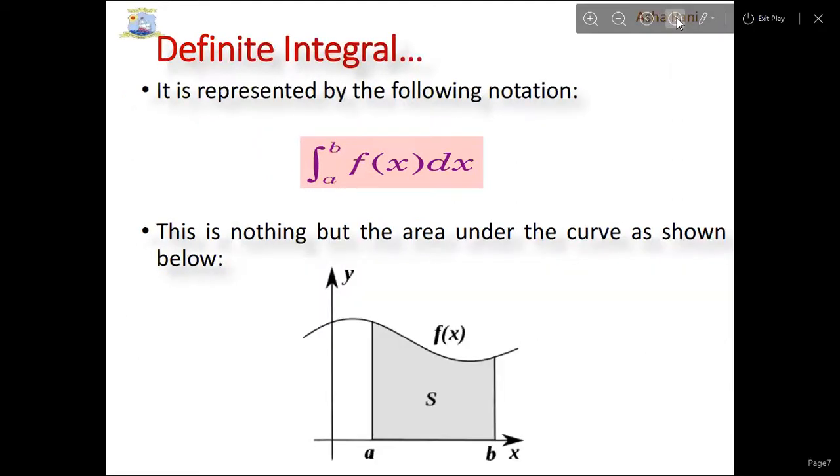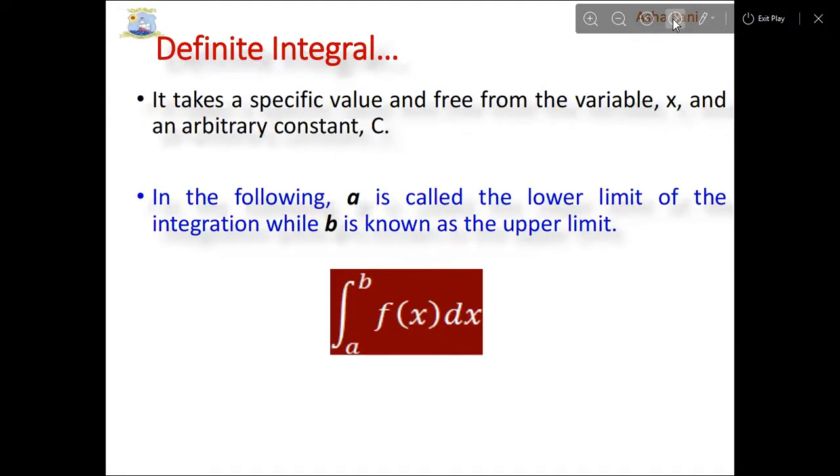And this is the representation of definite integrals, used to find the area of any curve. In business and economics, we apply this process to find the consumer surplus and producer surplus, or to find the total revenue, total cost, and total profit also. The definite integral takes a specific value c, free from the variable x and an arbitrary constant. Here a is called the lower limit and b is called the upper limit of the definite integral.